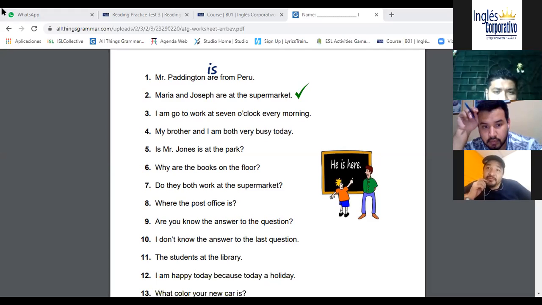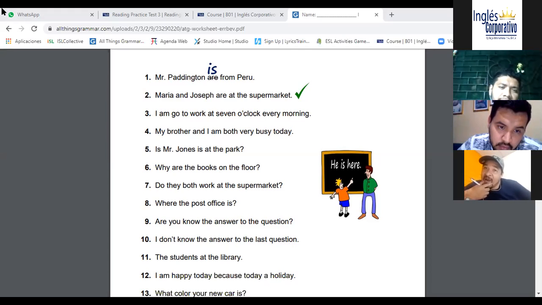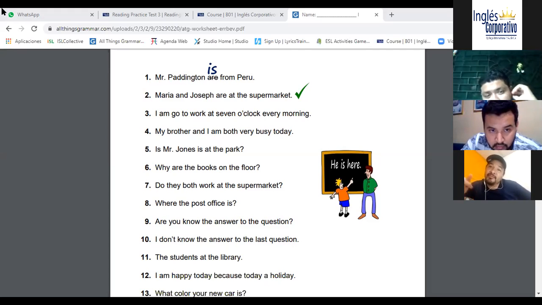Why are the books on the floor? Books es como libros. We are the books on the floor. ¿Por qué los libros están en el piso? Los libros son una cosa, aunque son plural, pero no tendremos que utilizar is. Sí, porque estamos hablando de bastantes libros, no solo de uno. No, quitamos. Podría estar correcta también. No, porque tenés que poner el are al inicio, porque es pregunta.